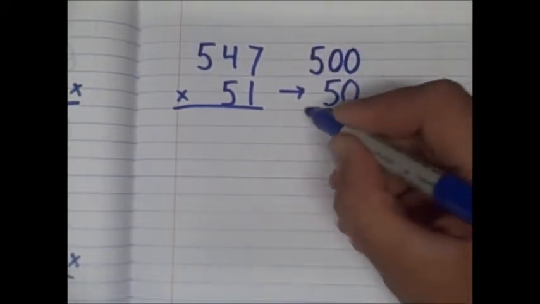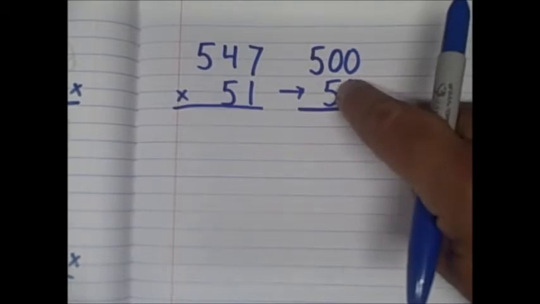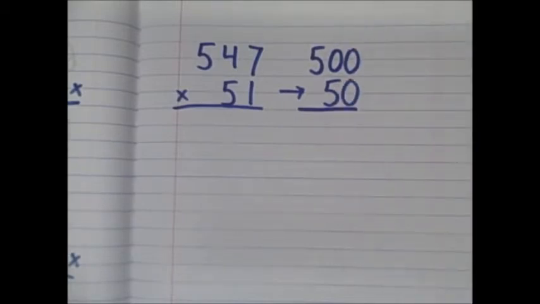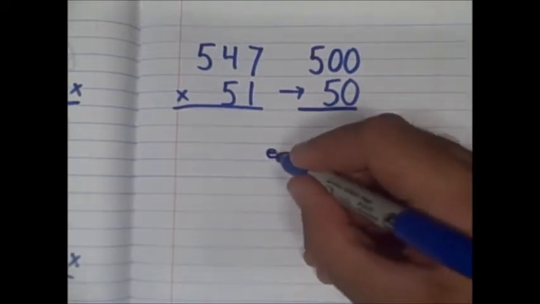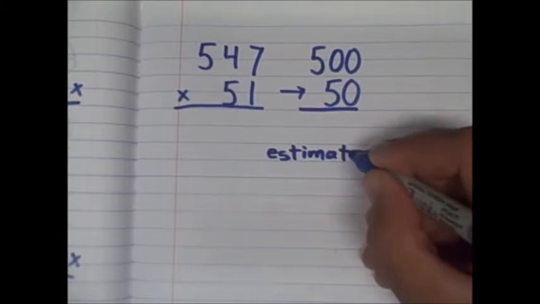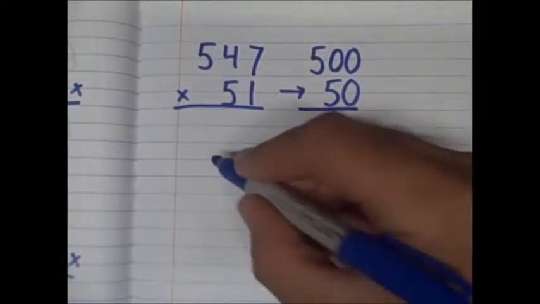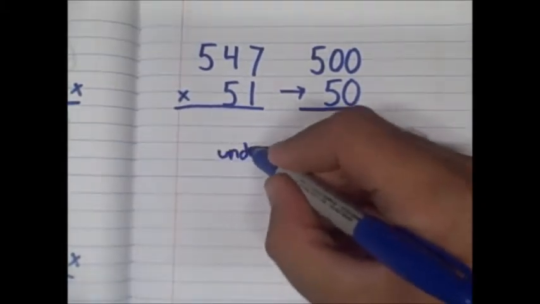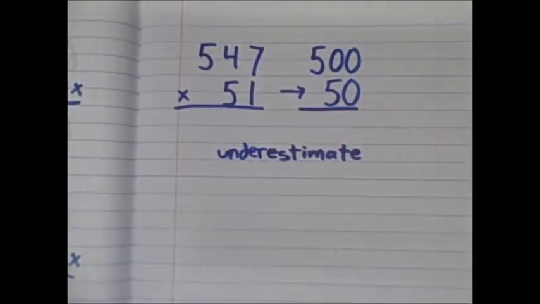The reason I rounded this to the nearest 100 instead of the nearest 10 is because I want to be able to do this mentally. I want to be able to do this quickly and efficiently. And using yesterday's skill, this matches perfectly. In both of these factors, I rounded down. So I know that my estimate is going to be an underestimate, okay? Because it's going to be much lower than the real product.